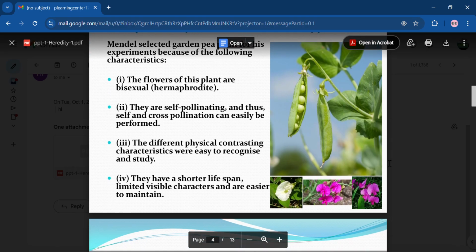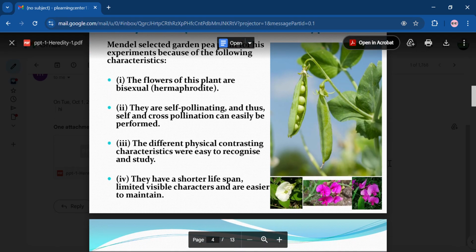First, the flowers of the pea plant are bisexual. Bisexual means both male and female parts are present in the same flower. If the male flower and female flower are different, then it is called unisexual. Second, they are self-pollinating. We all know about self-pollination. So self and cross pollination can easily be performed in the plant.